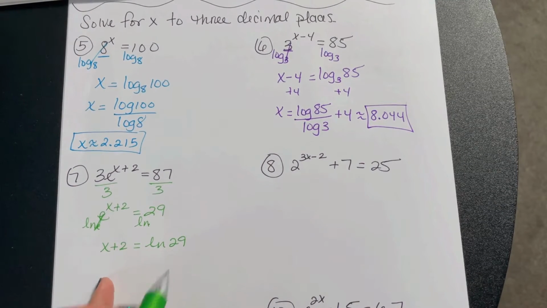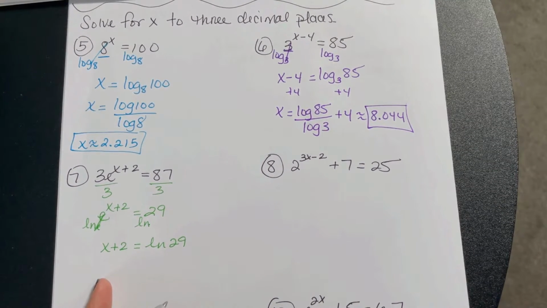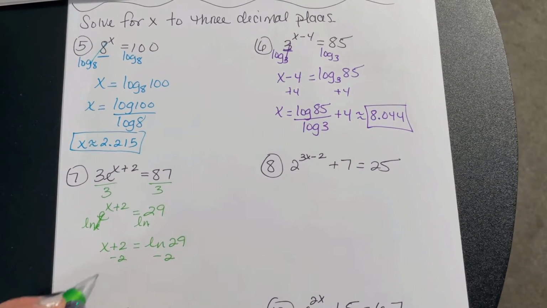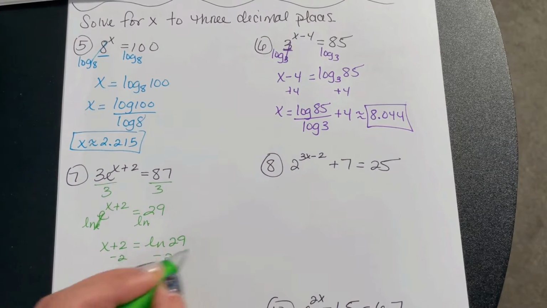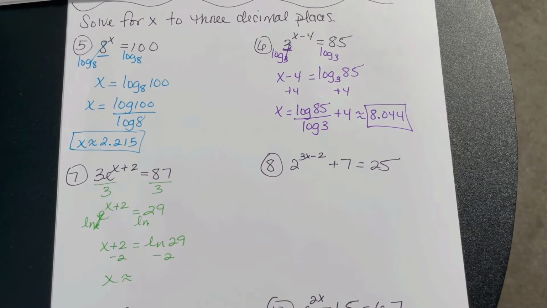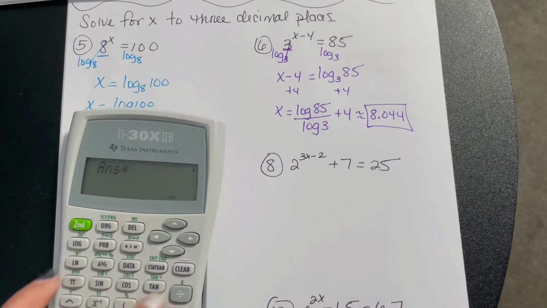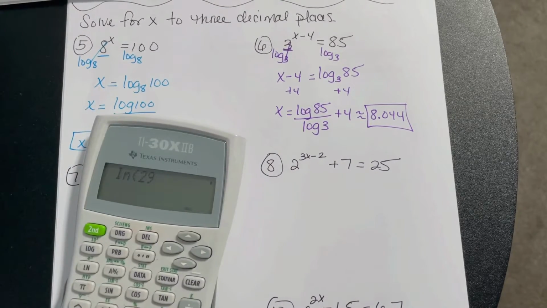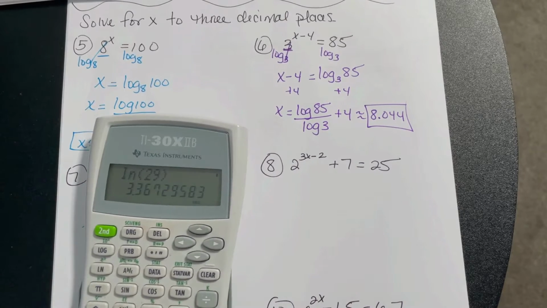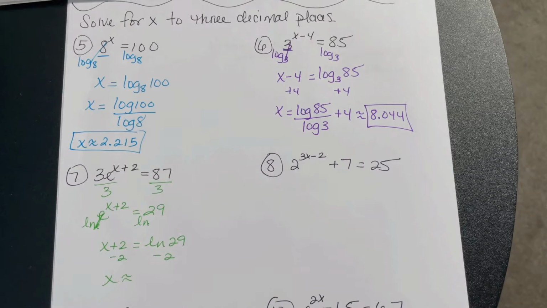What's nice is we don't need to change a base formula for natural log because we have a natural log button. All right, and we got to subtract 2 from both sides. So x is going to be whatever natural log of 29 minus 2 is. So natural log of, was it 29? Yeah, 29 minus 2 equals 1.367.